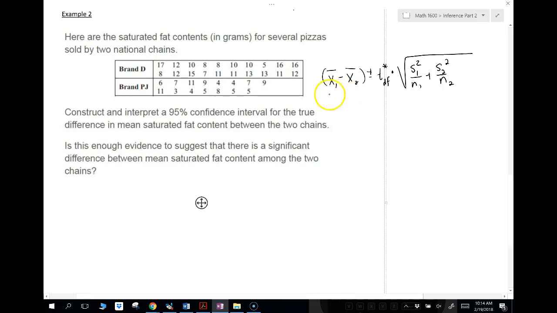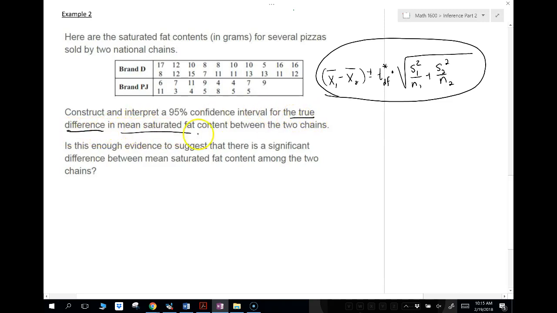So what I have here is the formula for a confidence interval for two independent samples, and we're looking at the difference in means. So we're looking for the true difference in the mean saturated fat content. When we were doing two sample proportions, we did a very similar thing in that we took the difference of the two proportions. This time it's a little bit different formula than for proportions. This is, of course, for means.